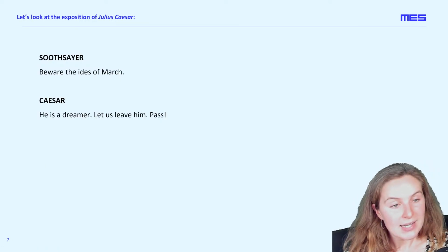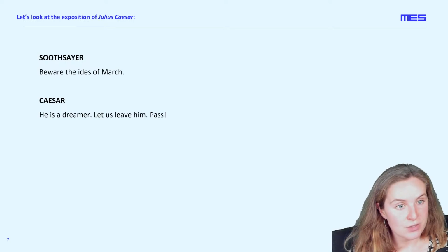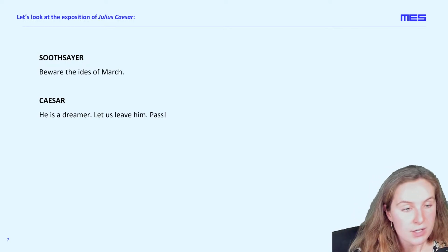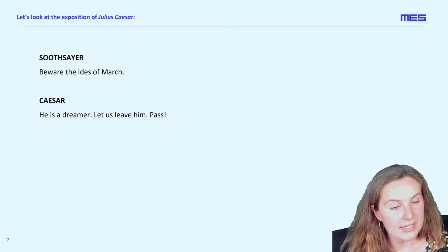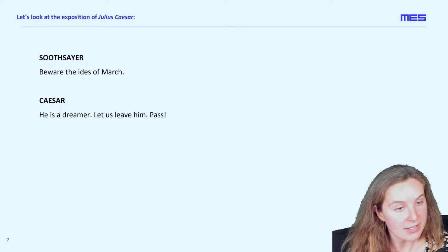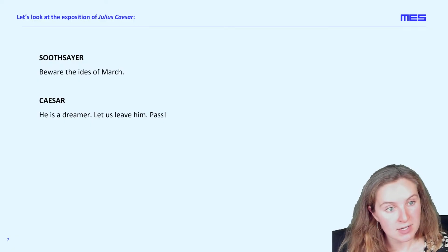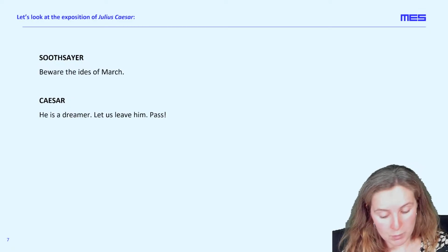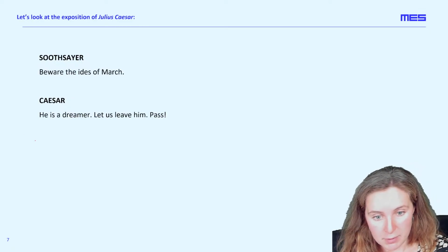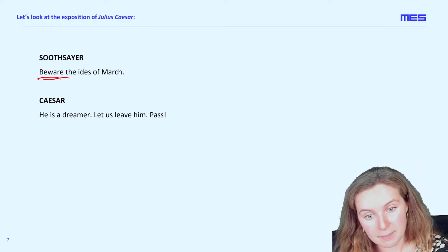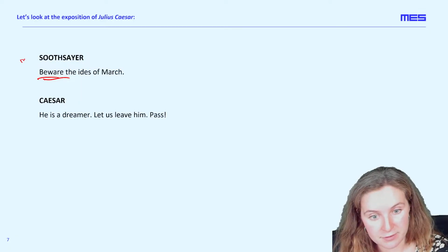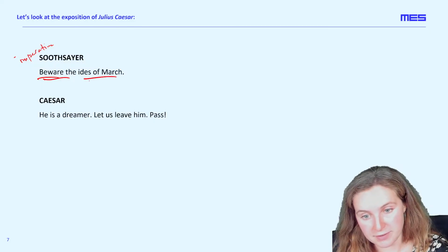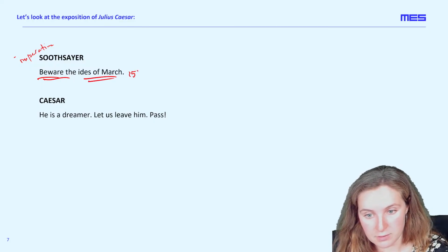So let's take a look at the exposition of Julius Caesar and do a little bit of thinking about what is suggested by this being one of the very first lines in the play. So the soothsayer says, beware the Ides of March. Beware here, a command, obviously an imperative. And the Ides of March refers to a specific day, the 15th of March.